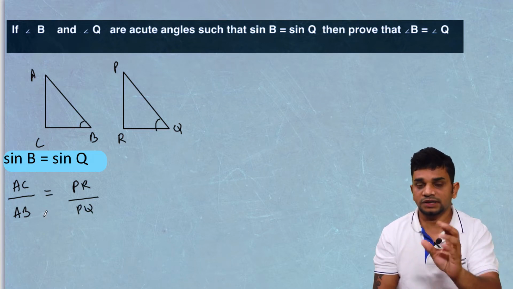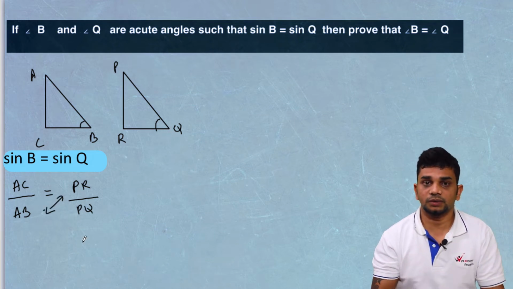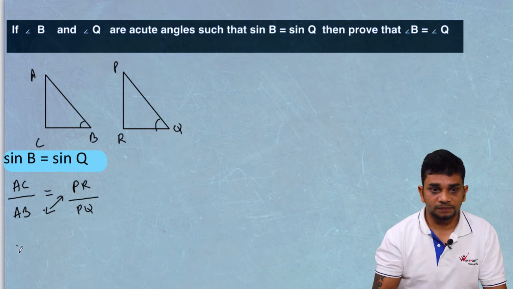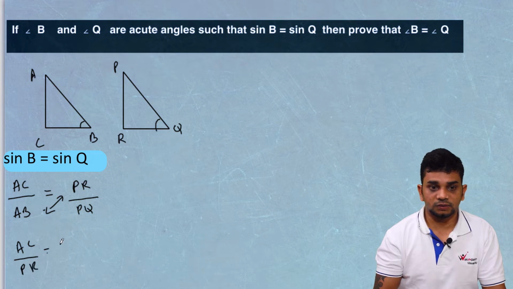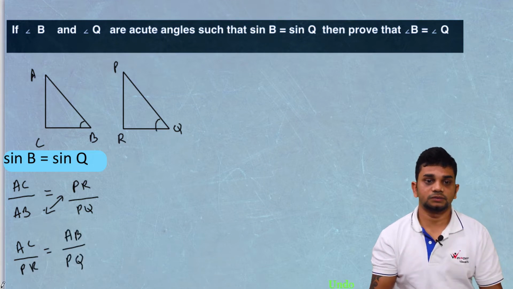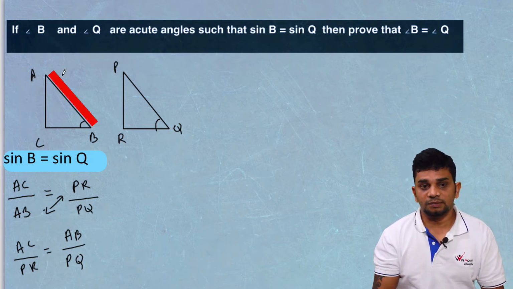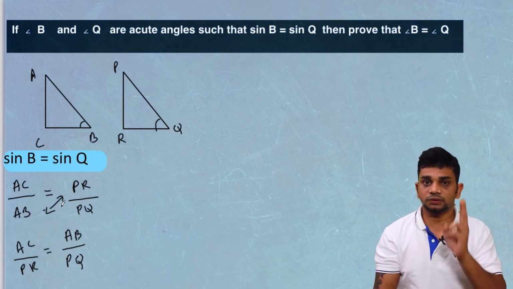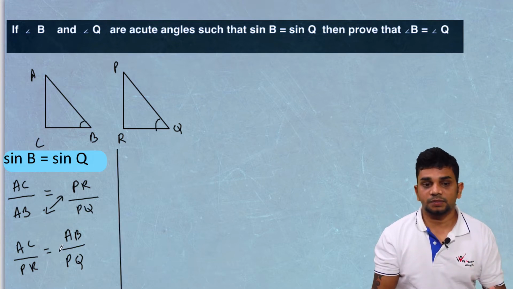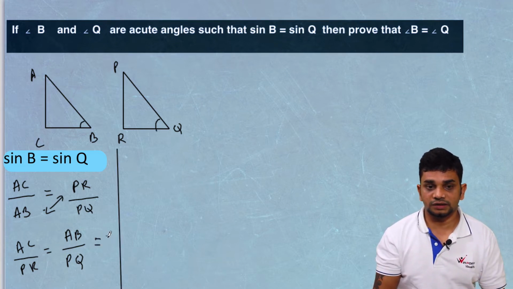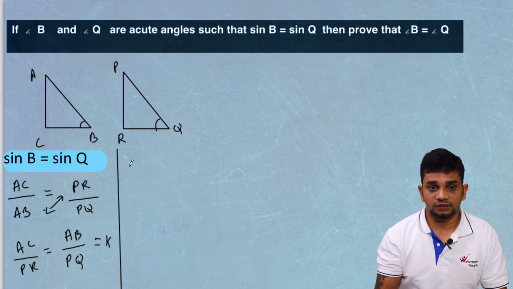We are going to make some changes in this relation. We are interchanging these two terms. Then it will be AC by PR equal to AB by PQ. We interchanged it. Now we can say that AC by PR equal to AB by PQ. The ratio of two sides of these triangles are equal. We are considering it is a constant K. Now we are going to consider the third side, BC.